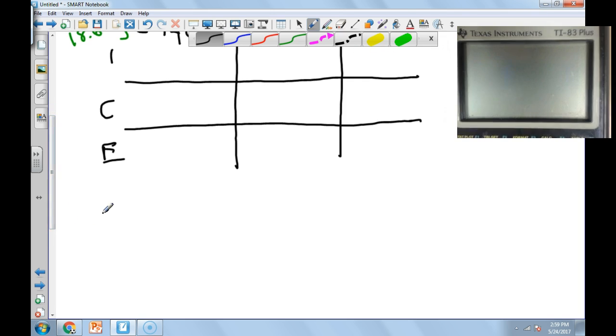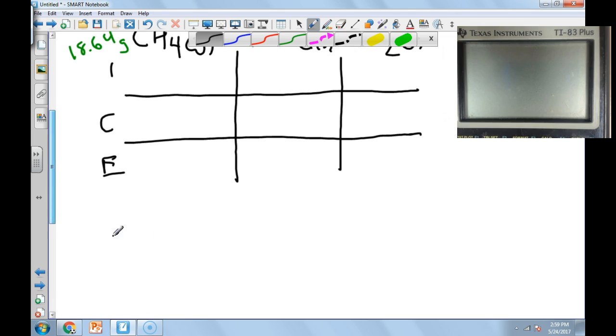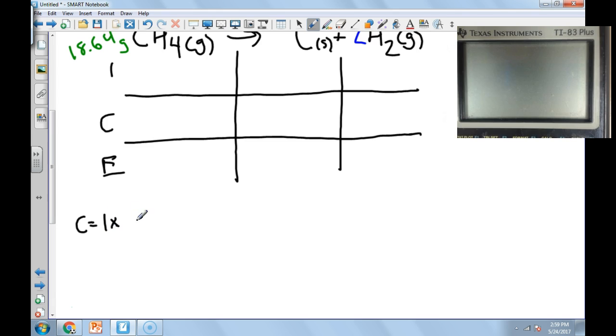You can have separate paper, or you can do it below, whatever. But here we go. We're going to need the molar mass of methane in order to calculate how many moles of this we have. So carbon, there's 1 times 12, and hydrogen, there are 4 hydrogens, and each hydrogen weighs 1. Now, I get it, I'm kind of rounding numbers.